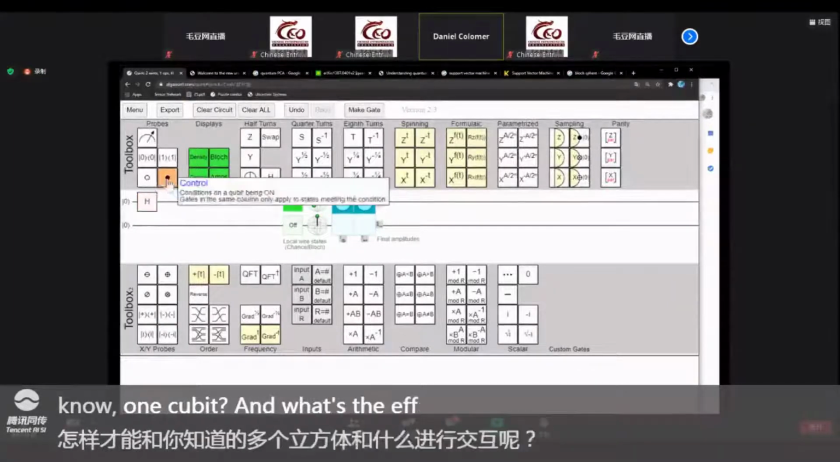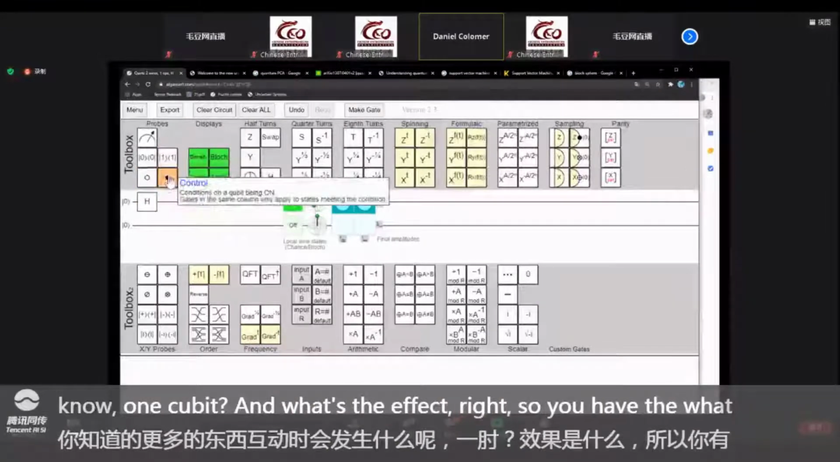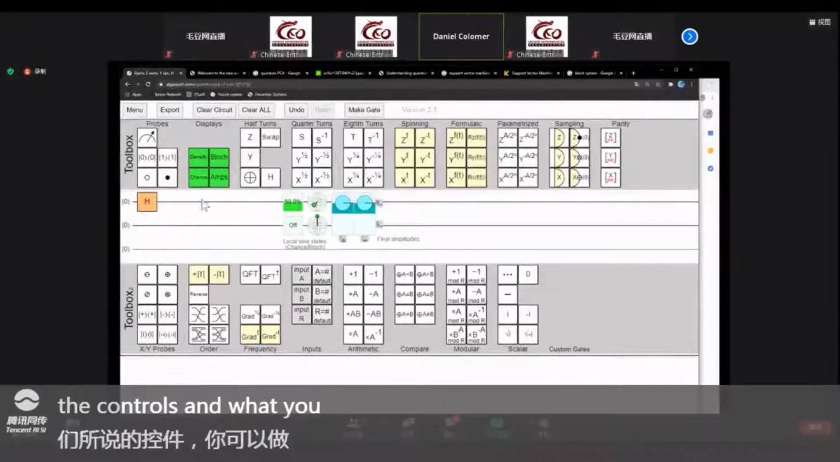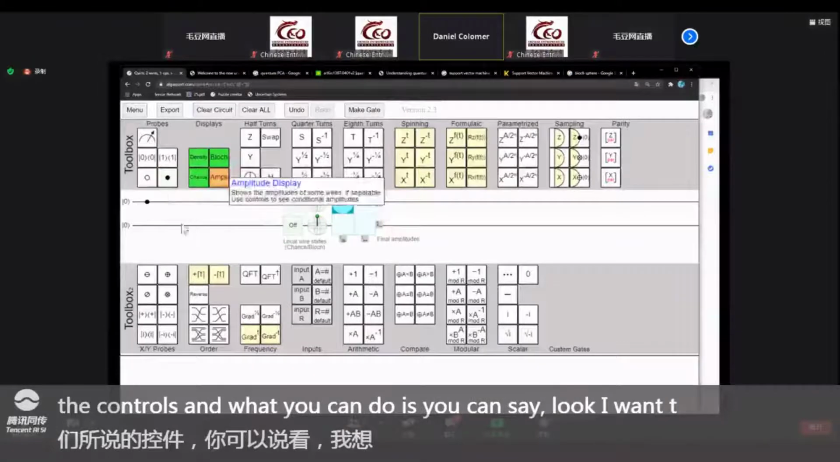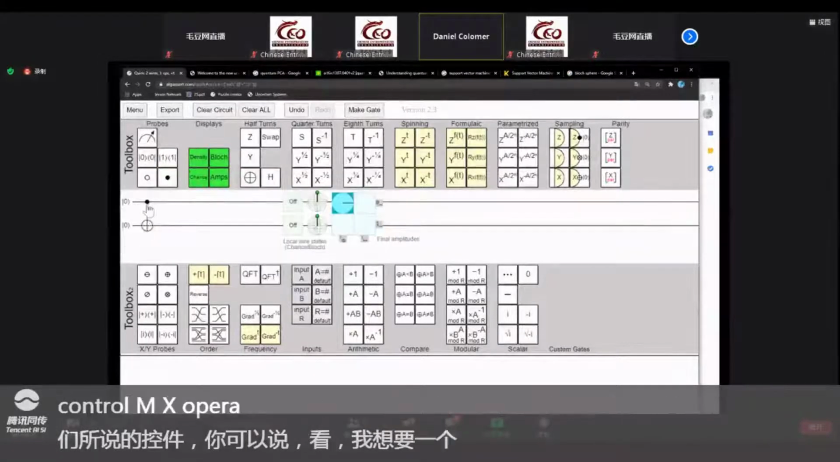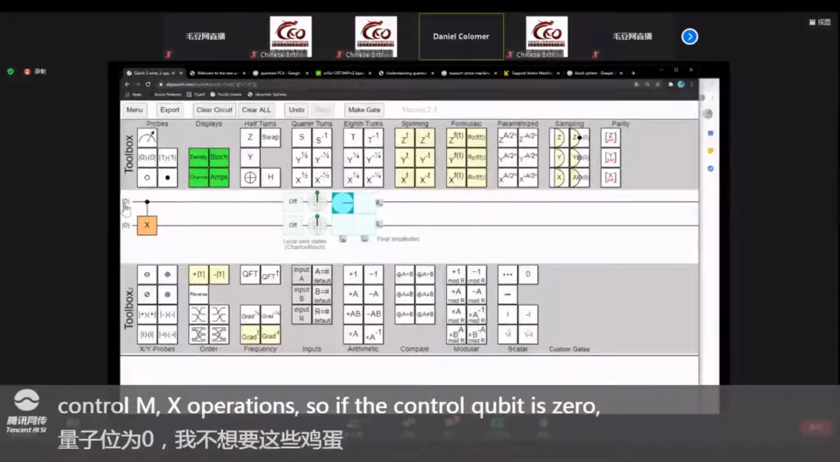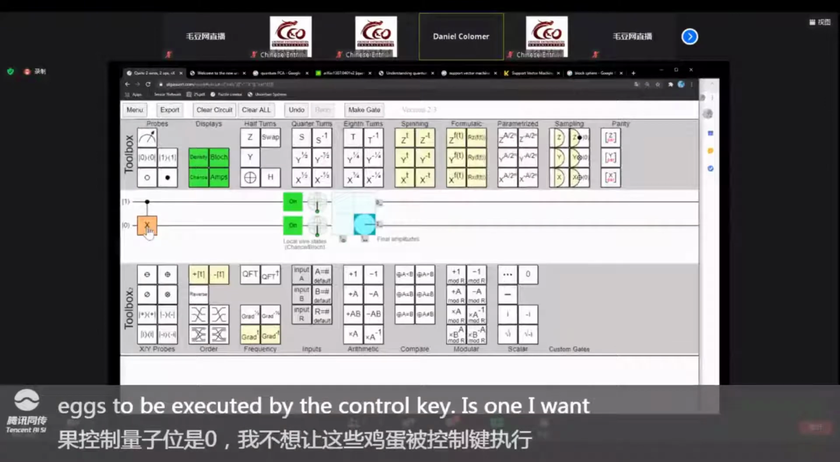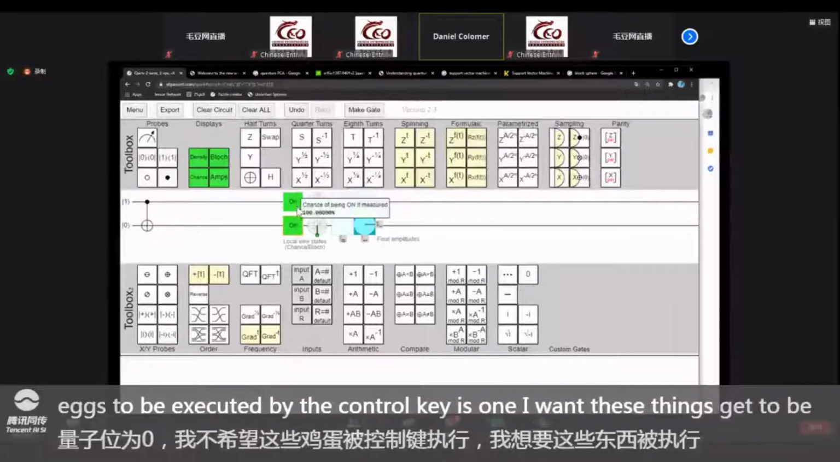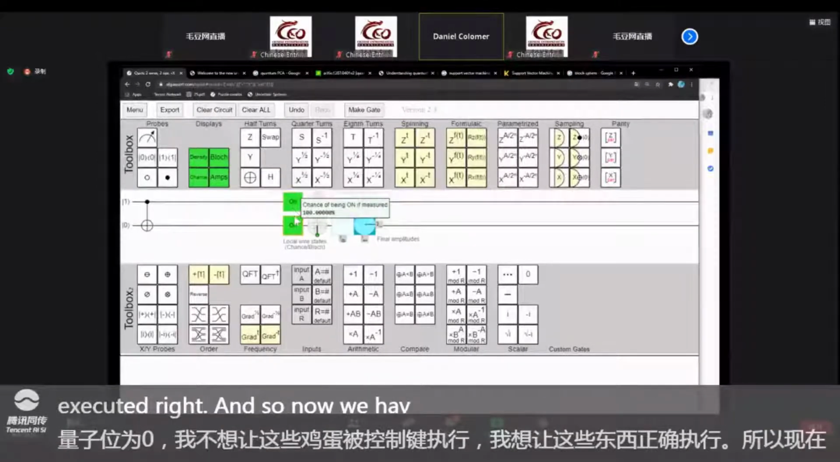So you have what we call the controls, and what you can do is say, look, I want to have a controlled X operation. If the control qubit is 0, I don't want this X gate to be executed, but if the control qubit is 1, I want this X gate to be executed, right? And so now we have a circuit that's in the 1-1 state.